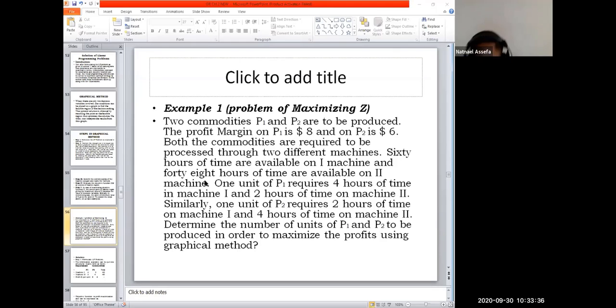There are commodities called P1 and P2. Both commodities are required to be processed through different machines. 60 hours of time are available on machine 1 and 48 hours of time are available on machine 2.